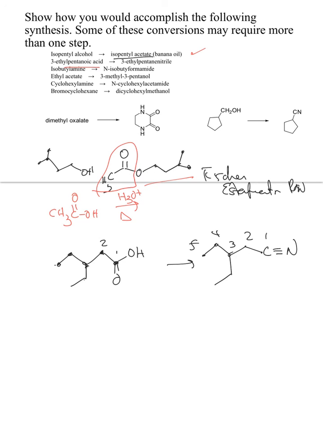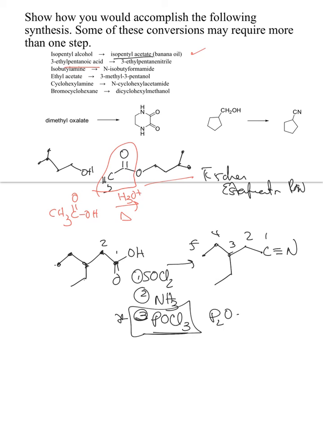And so to do that, I would add thionyl chloride, and then I would add ammonia, and then I would add a dehydrating agent. So that's a new reaction, POCl3 or P2O5. So read about that. That will dehydrate an amide to a nitrile. When I say dehydrate it, you're going to lose water.